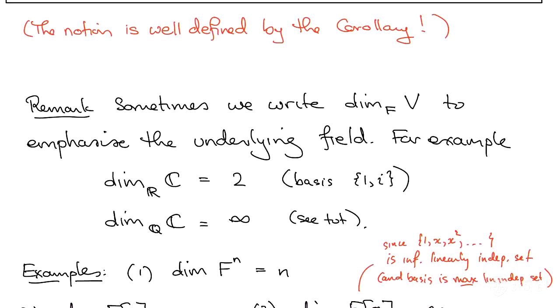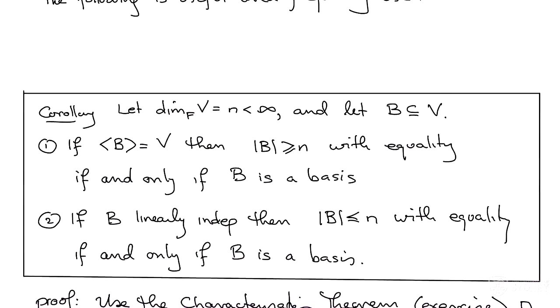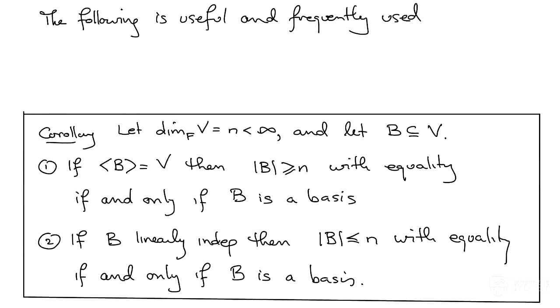If we write just dimension of V, dim V, it should be clear, there should be no ambiguity what the field is. But if there is any possibility of ambiguity, I'll write the F in, and maybe I'll just basically always do it anyway, so I'm not sure. All right, but we've just got really one thing left to say for today. The following is useful and used a lot, and you'll probably just use it without really referring to it, or without thinking about it.